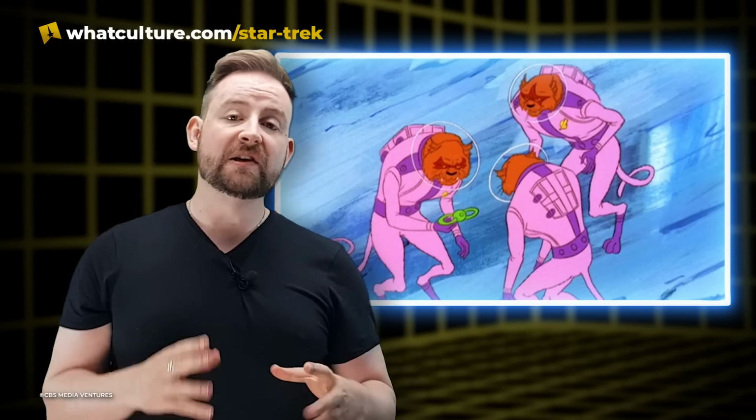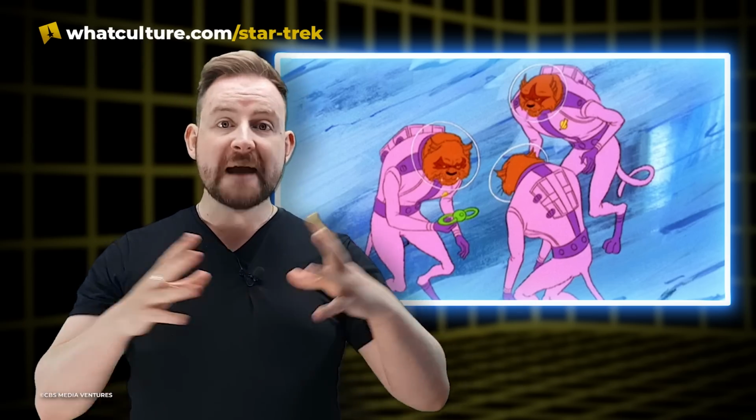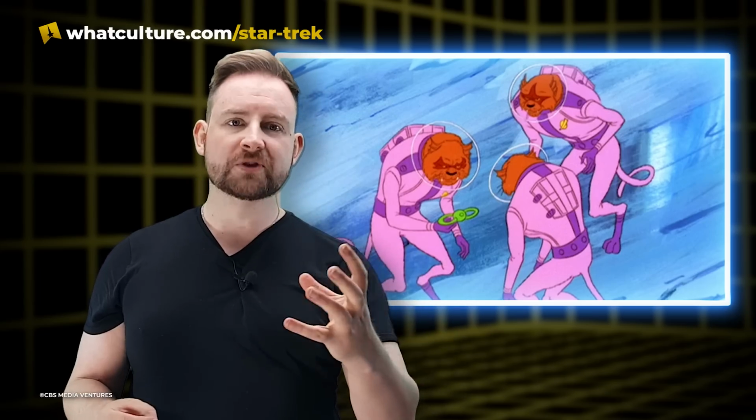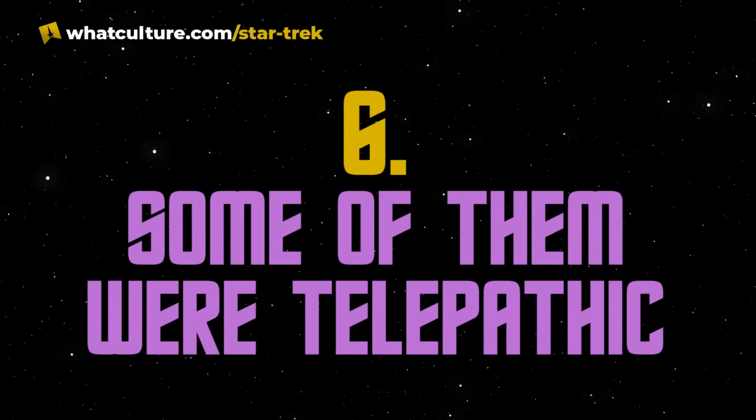Kzinti who particularly impressed the patriarchy, their empire, could actually go so far that it goes beyond getting a name like Sean and getting many names, as a name was almost like a badge of honor for all of their deeds and accomplishments. Number 6, some of them were telepathic.